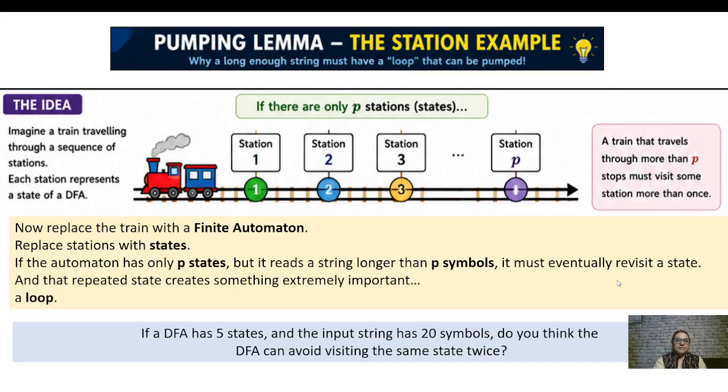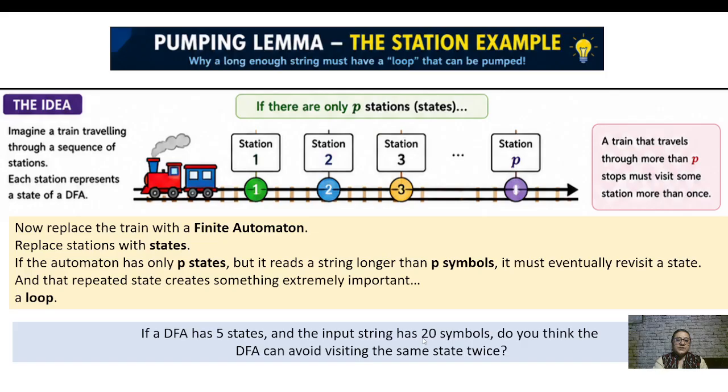Before we learn the pumping lemma, let us understand why such a theorem exists. Imagine you are traveling on a train. Your train passes through a series of railway stations. Now imagine there are only 4 stations on the route. Let's call them station 1 A, station 2 B, station 3 C, and station 4 D. Now suppose I tell you that the train makes 8 stops before reaching its destination. Can the train visit 8 different stations?